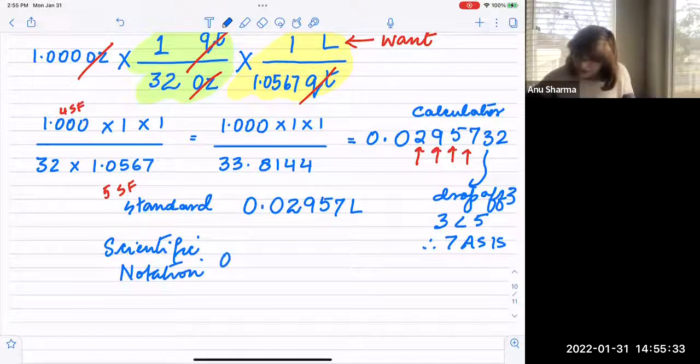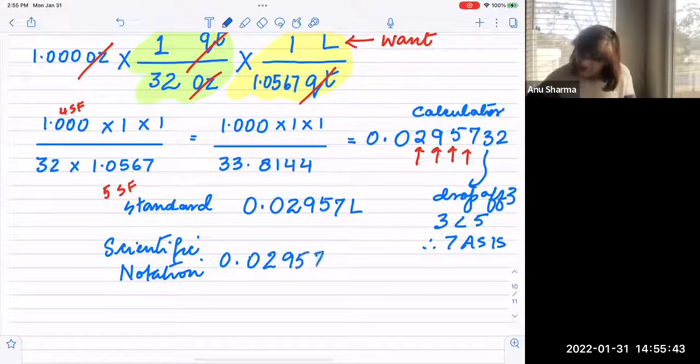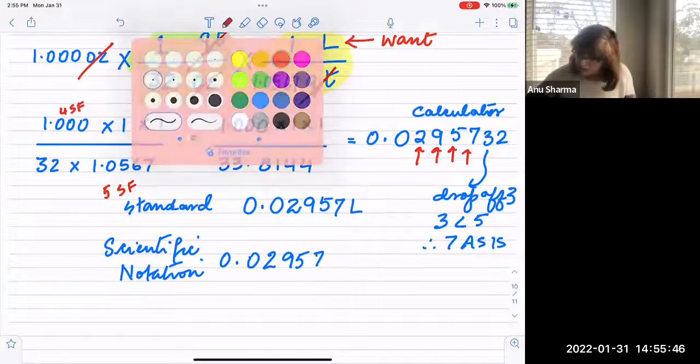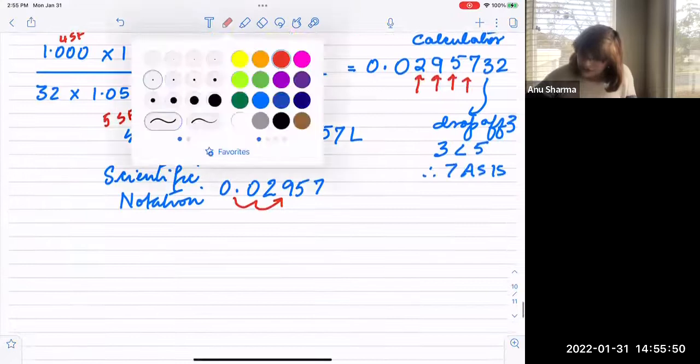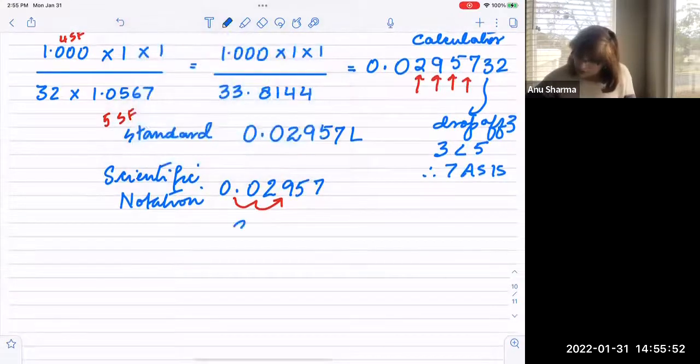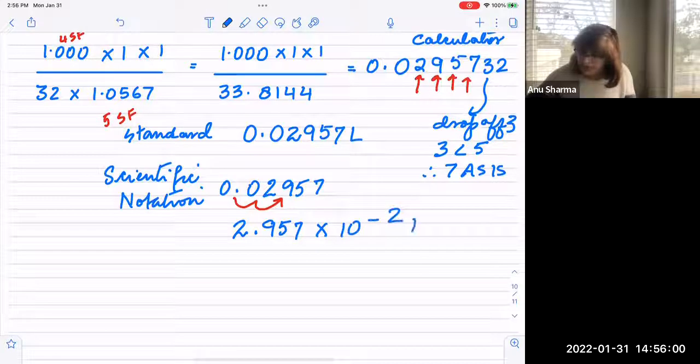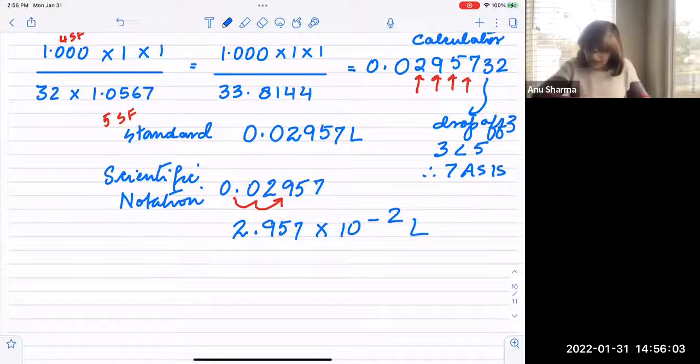So we are going to move this decimal. 0.02957, and you move the decimal 1 and 2 places. So now your answer is 2.95 times 10 to the power -2 liters.